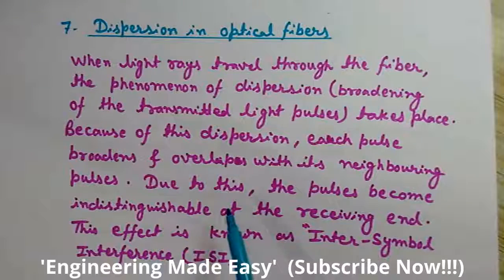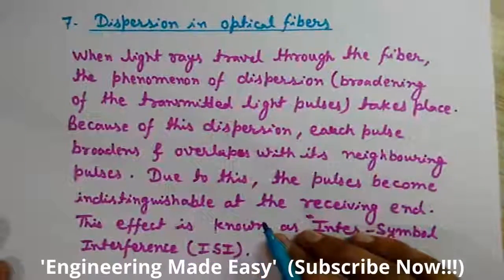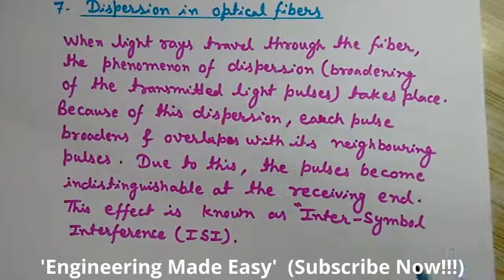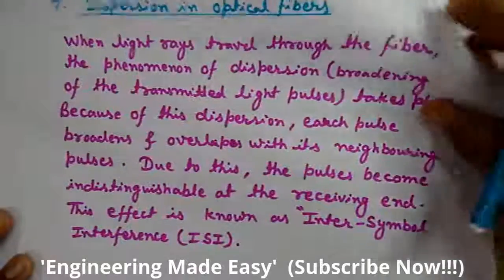Due to this, the pulses become indistinguishable at the receiving end. At the receiving end, it becomes difficult to identify these pulses because of their mixing or overlapping. This effect is known as intersymbol interference, ISI. We call this overlapping due to broadening of pulses intersymbol interference. So this is the dispersion which is found.